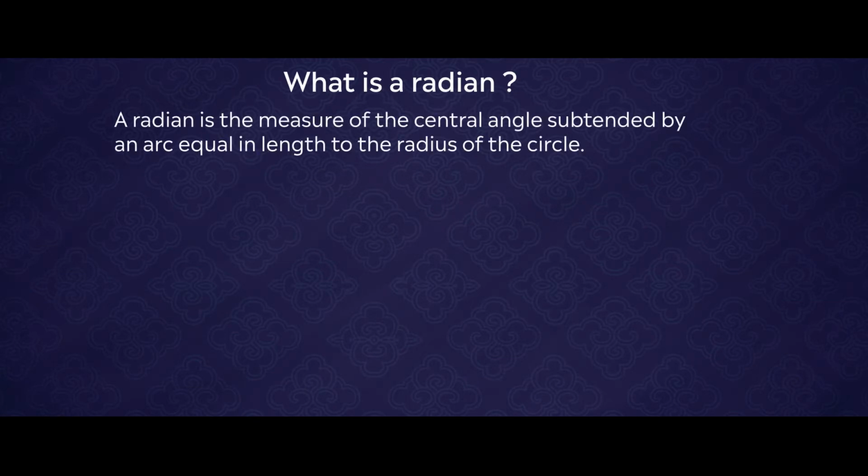Let me tell you what is a radian. A radian is the measure of the central angle subtended by an arc equal in length to the radius of the circle. Now, we have a circle with the center O and radius R. So radian is the measure of the central angle subtended by an arc. That arc, this arc, is equal to the length of the radius.